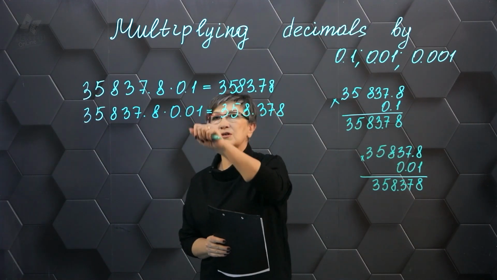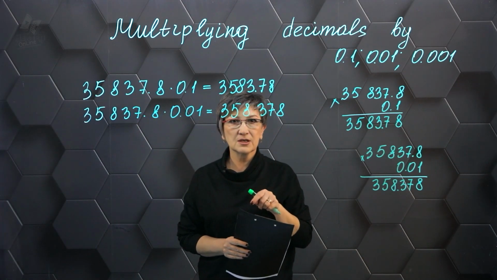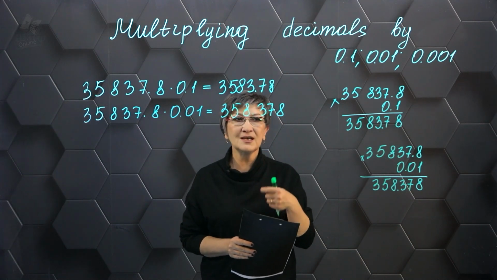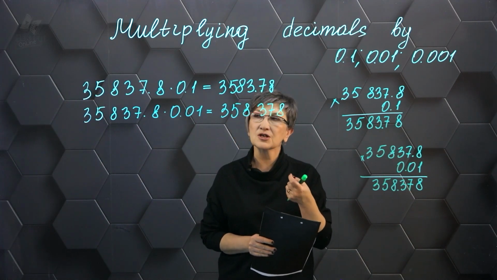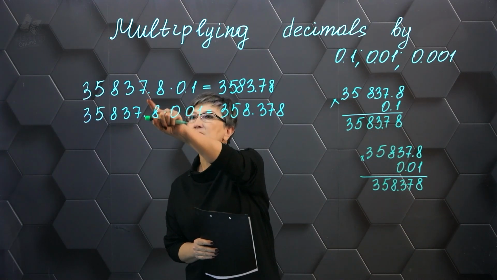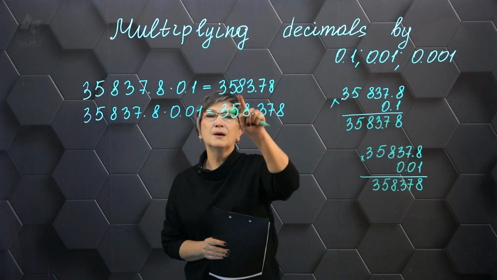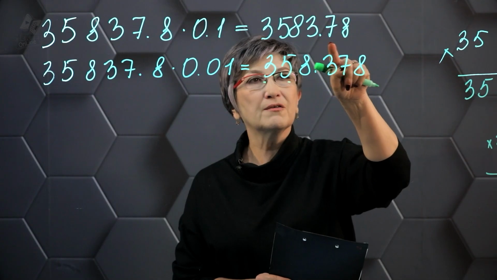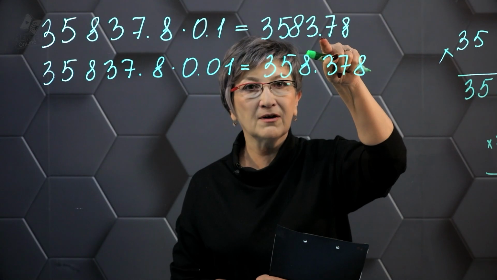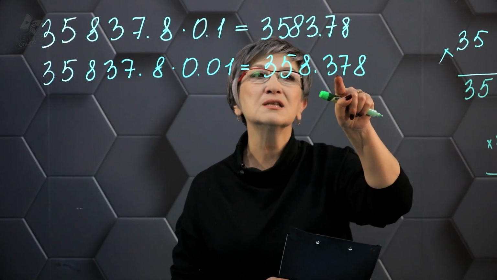And now, after multiplying by 0.1 tenth and 0.01 hundredth of the same number, I want to draw your attention to moving the decimal point in our answer. So, the decimal point in both the first example and the second example was after the number 7. Now notice in the answer, in the first example, we've moved the decimal point 1 digit to the left. And in the second example, our dot has moved 2 digits to the left.